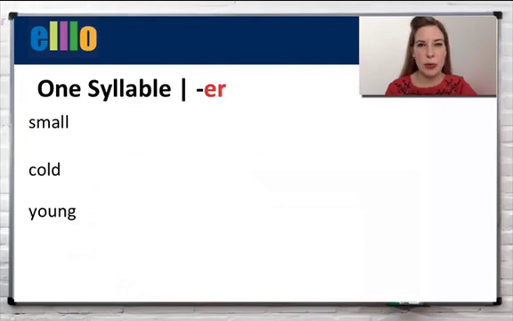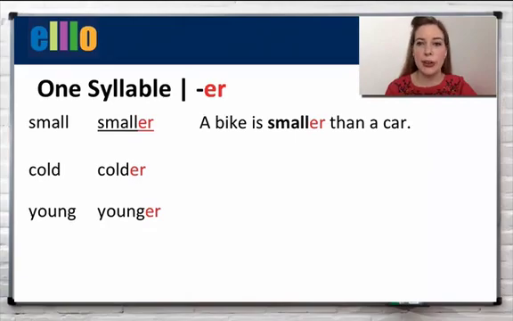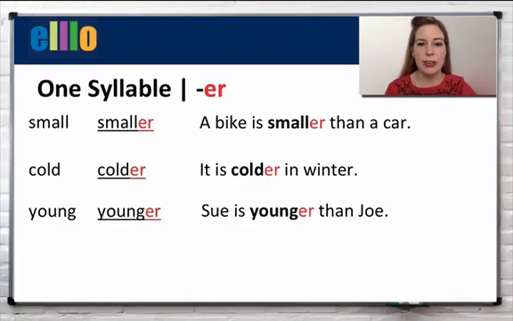First, we have one-syllable adjectives, and those take on an ER ending. So simple adjectives that have one syllable like small, cold, young, bright, fast would all take on an ER ending. So small, smaller, cold, colder, young, younger. So let's look at each one more time. So small becomes smaller. For example, a bike is smaller than a car. Colder, it is colder in winter. Younger, Sue is younger than Joe.